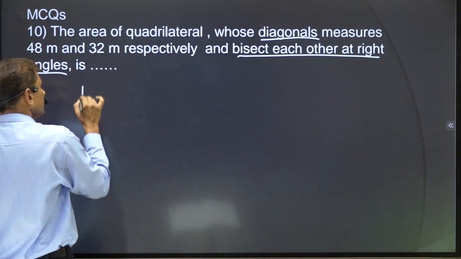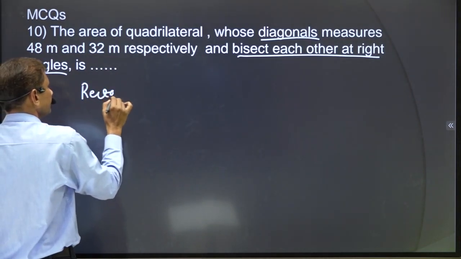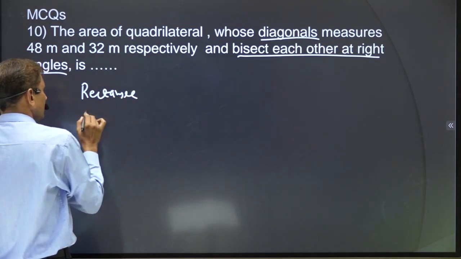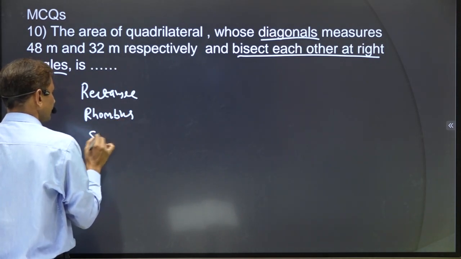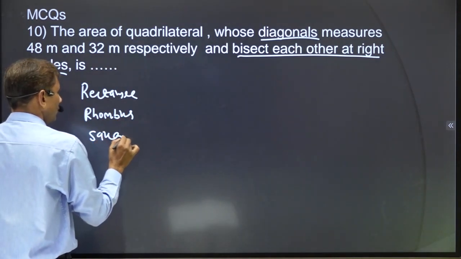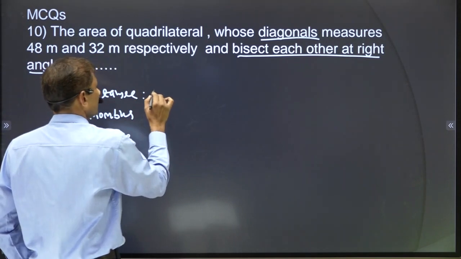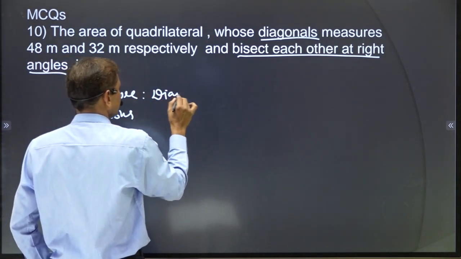So I am writing for you rectangle, rhombus and square, all properties here. So rectangle, diagonals bisect.